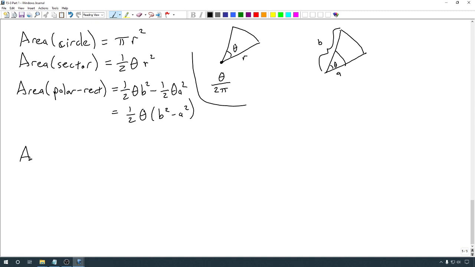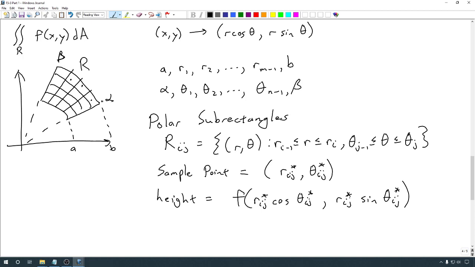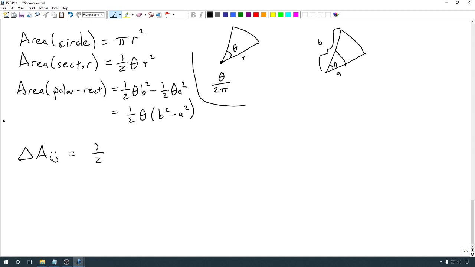So let's say the area of, actually, I might even put this as delta Aij, the area of Rij. It's 1/2 theta. The theta here is actually going to be beta minus alpha. That would give us the angle that we have there. But I'm actually just going to go ahead and write that as delta theta, this difference in thetas. B squared minus A squared, that's not delta R. We might write that as delta R squared or something like that, but that's not really too helpful.